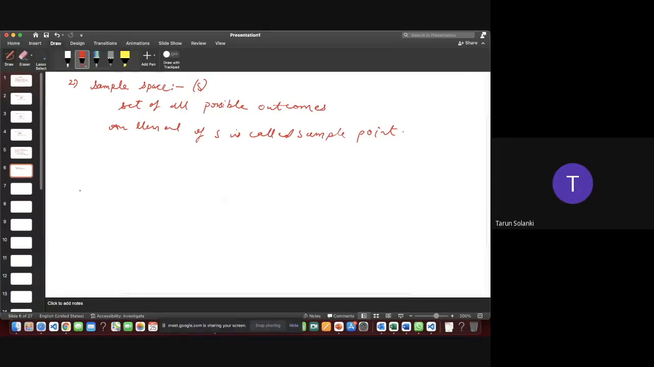Okay. So we are going to take an example. Like in the experiment of tossing a coin, the sample space has two outcomes. If you go for S, you can write head or tail. Now, when we throw a die, then any of the numbers 1, 2, 3, 4, 5, 6 will come up. So the sample space will be 1, 2, 3, 4, 5, and 6. Okay, so this is our sample space.